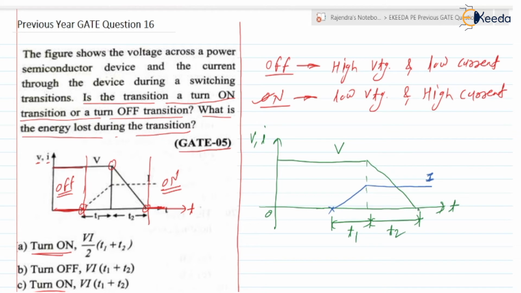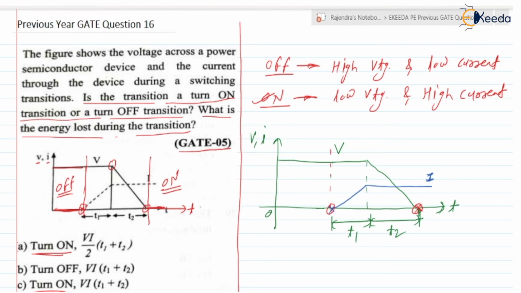Okay, the T2 they indicate. Next, our task is to find the energy lost during the transition interval. Transition interval means what? Between T1 and T2, right? T1 plus T2 we can say, from this instant to this instant. This indicates the transition, that is the turn on transition, right?